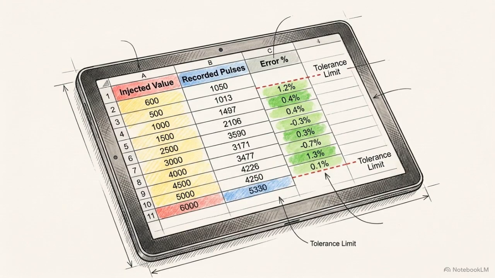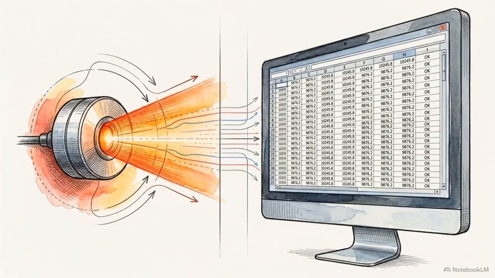To determine accuracy, you calculate the percentage error by comparing these recorded optical pulses against your baseline injected values to verify it falls within the project's approved tolerance. By successfully capturing these optical pulses, you translate electrical power flow into auditable, verifiable digital data points.